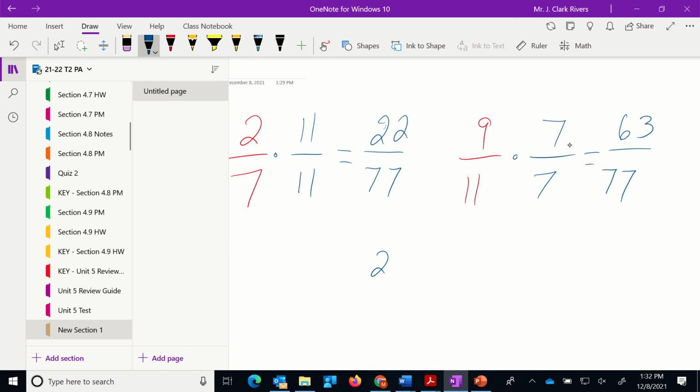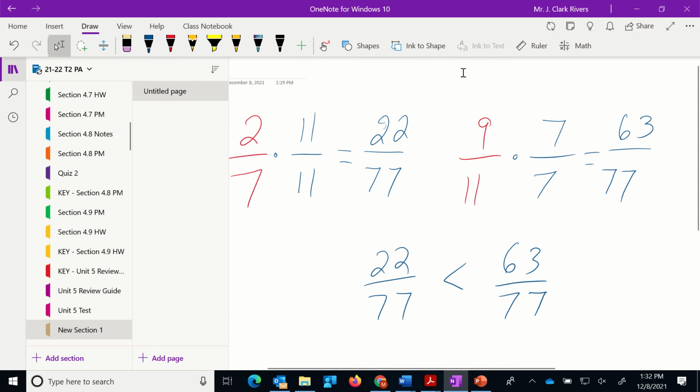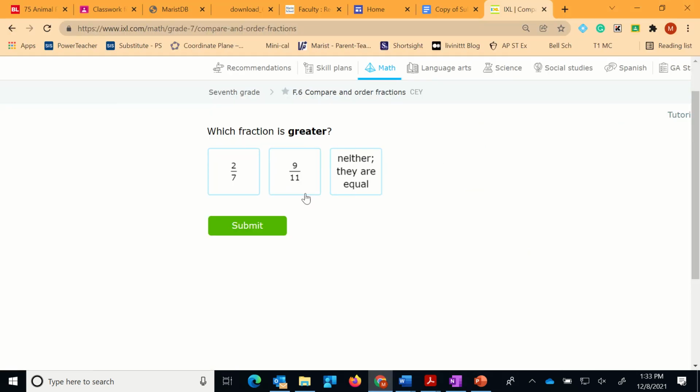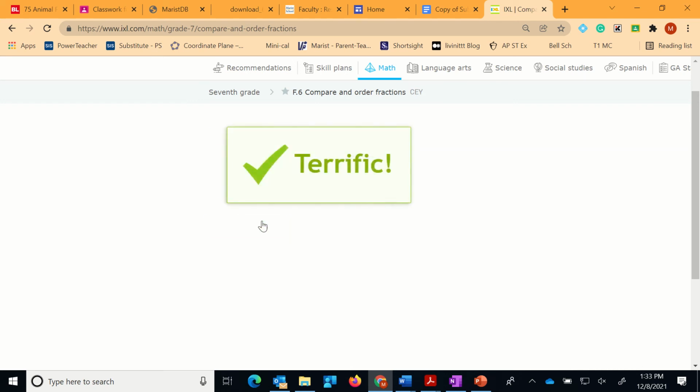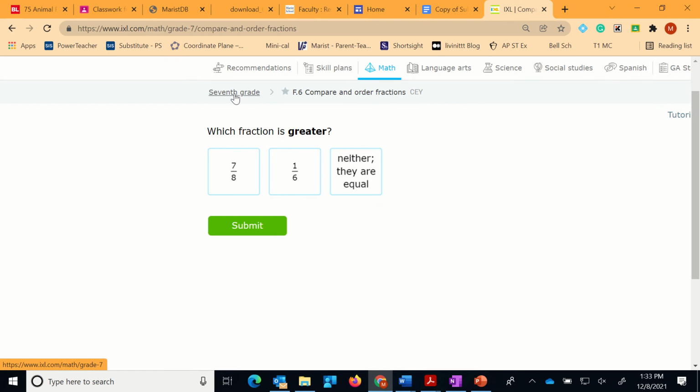So 22/77 is less than 63/77. So 2/7 is less than 9/11. Which one's greater? 9/11 is greater. You get the idea.